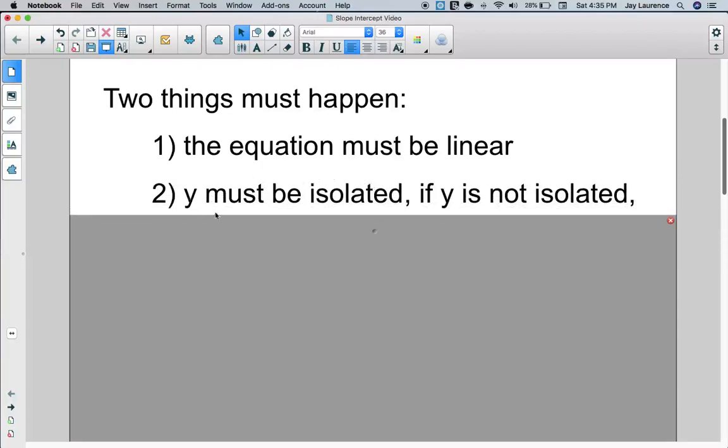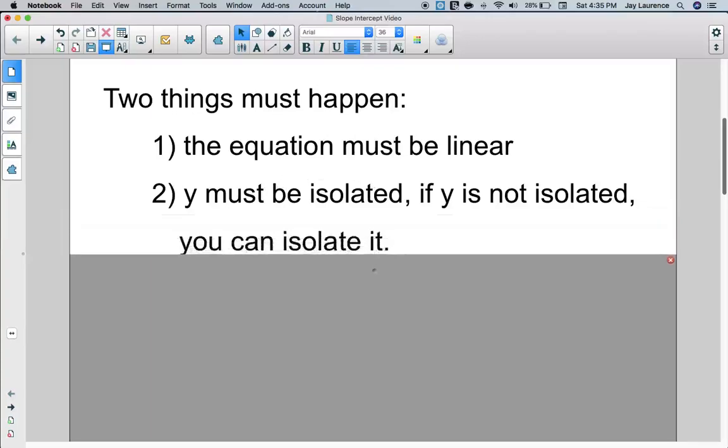This is something kids forget all the time. They just see an equation, they grab a number and go, that's the slope. They never bother to isolate y. If y is not isolated, you can isolate it. How? Using your algebraic skills. In other words, solve for y.